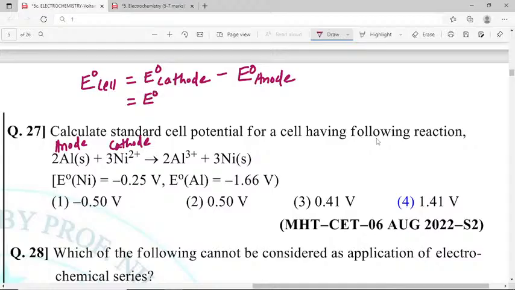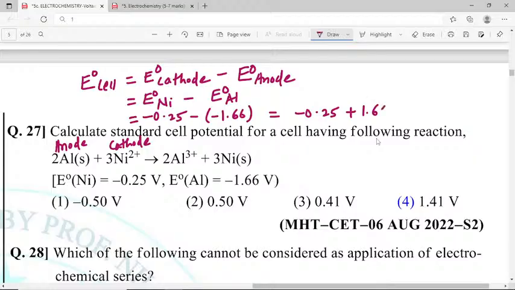So what is the E naught of the cathode? What is the cathode? Nickel. Minus E naught of the anode. What is the anode? Al. What is the nickel value? Nickel value is minus 0.25, minus again aluminium minus 1.66. So it is equal to minus 0.25 plus 1.66. So this is equal to 1.41 volt.